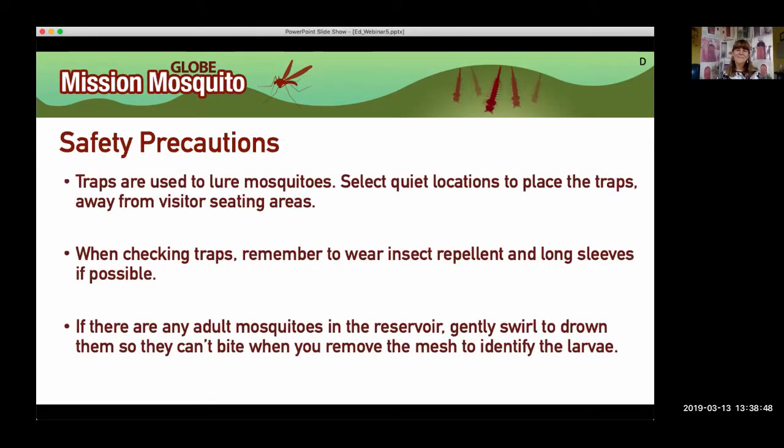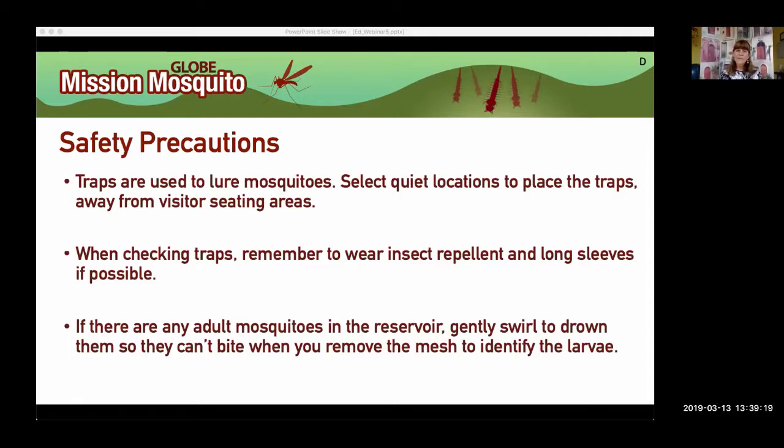Next slide, please. Safety precautions. These traps are used to lure mosquitoes. We're hoping that these are going to prove to be optimal habitats for the mosquito moms to come lay their eggs. So therefore, you want to select some quiet places that are not near where, like, benches at schools or places where people would normally come and be sitting. These are things you could also have your students create and find a couple of places in their yard and place them around, collecting their data and sharing their data in.